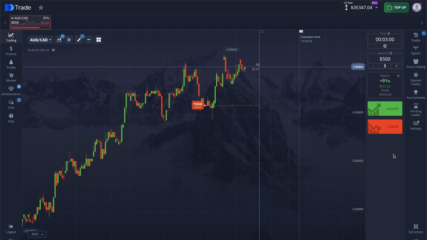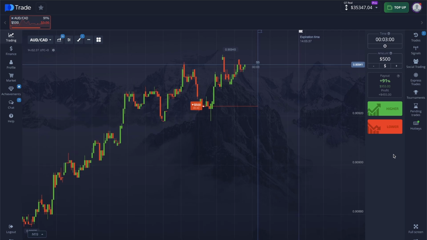No problem, we will now initiate a hedge and certainly close this position in a profitable manner.